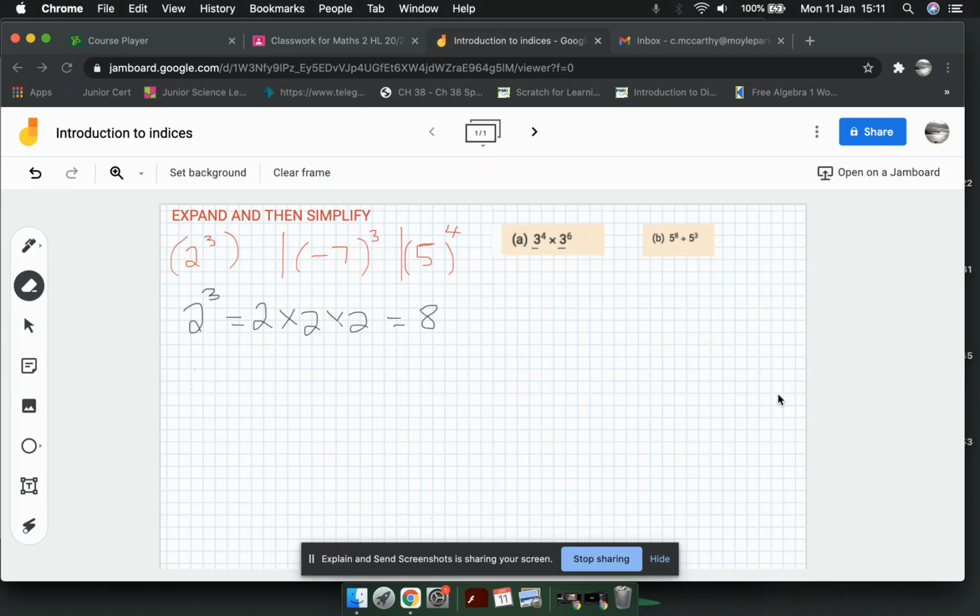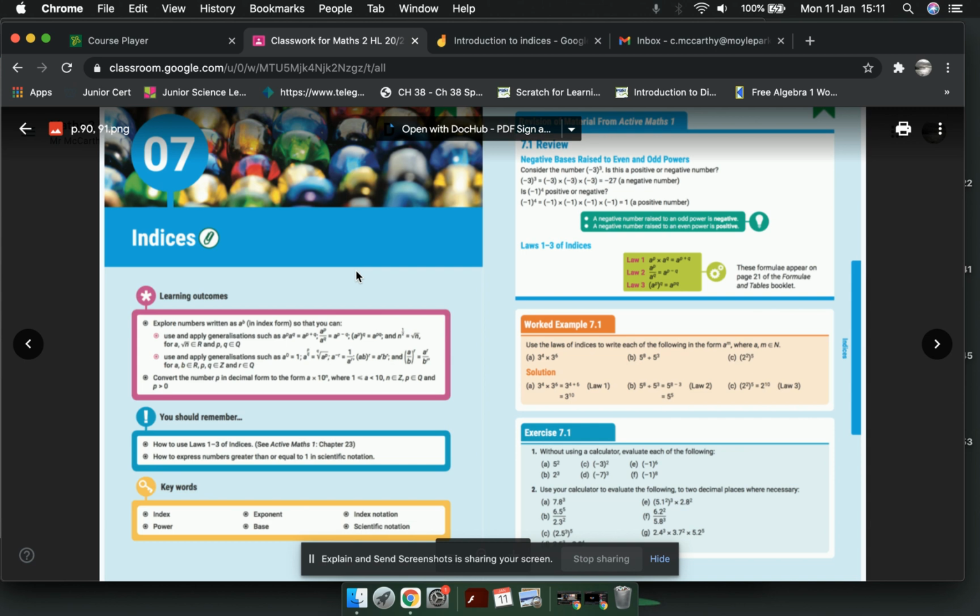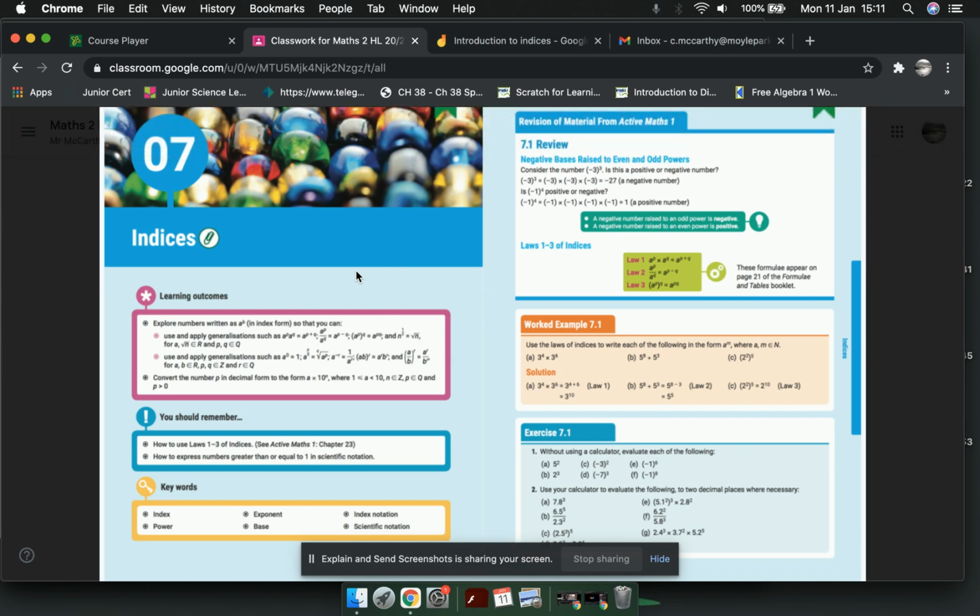Hi all, I want to introduce you to a new chapter today. The first chapter we'll be doing during lockdown is something called Indices. This is chapter 7 in the higher level book. Don't worry, this is all available on Google Classroom.